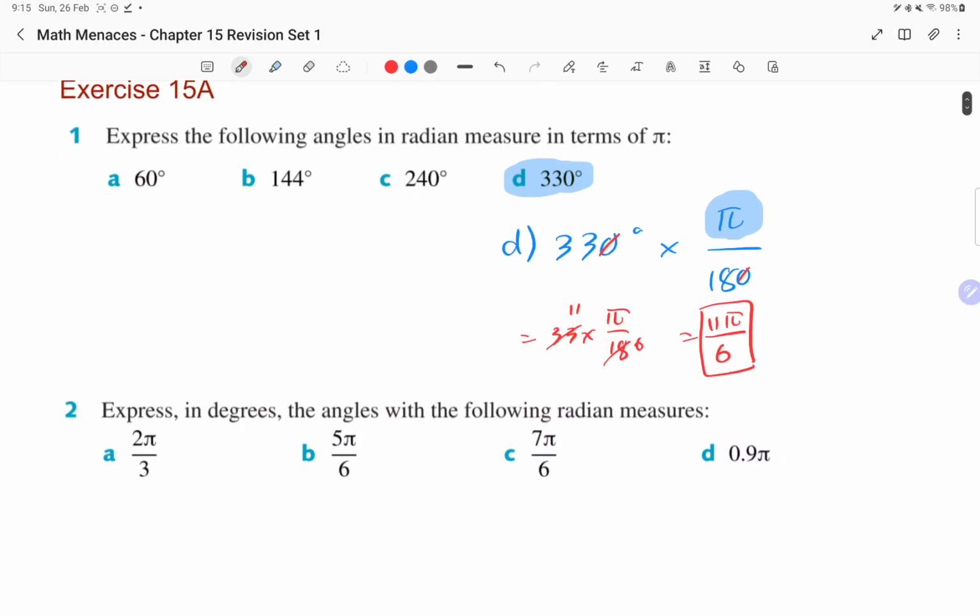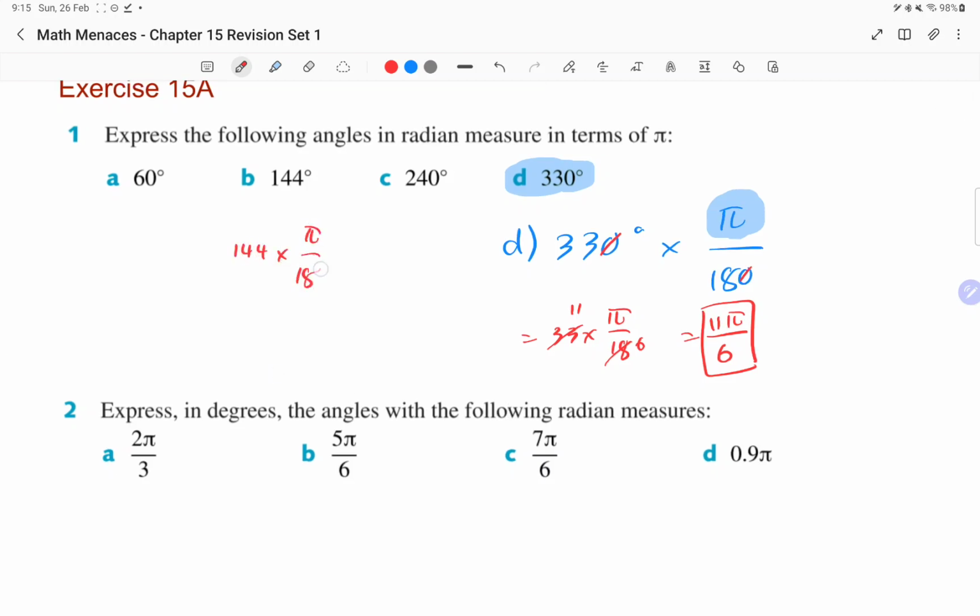Is 144 the same as pi on 5, right? No, not quite. You do the same thing. It's 144 times by pi over 180, and you need to do the simplification. So it's definitely not pi on 5, because pi is 180, and if you divide it by 5, that's going to be 36 degrees. So it will be pi minus pi on 5, which is 4 pi on 5.